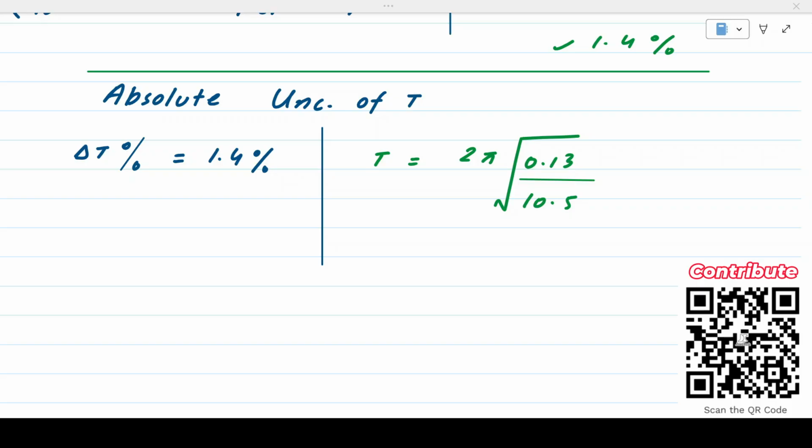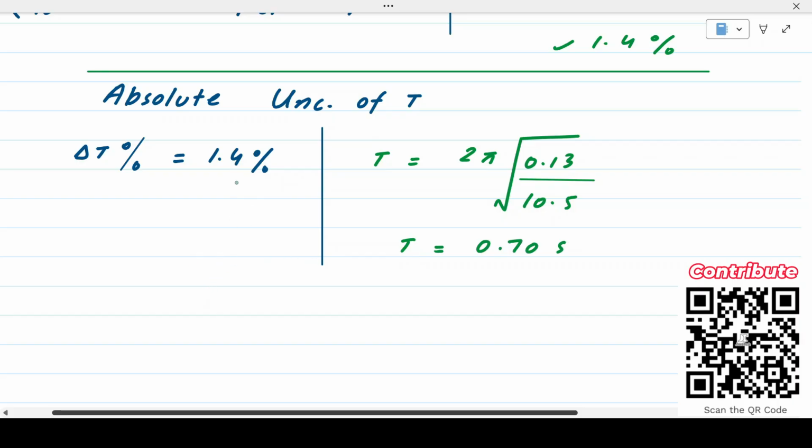And then you write it on the calculator as it is. If I write it quickly, square root, the length is 0.13 divided by 10.5. This is 0.698 or 0.70. Then in 2 SF, 0.70 seconds.